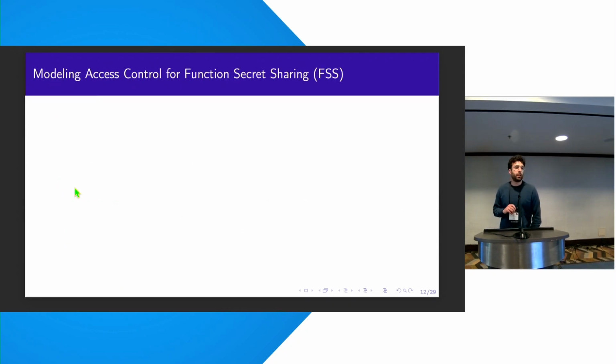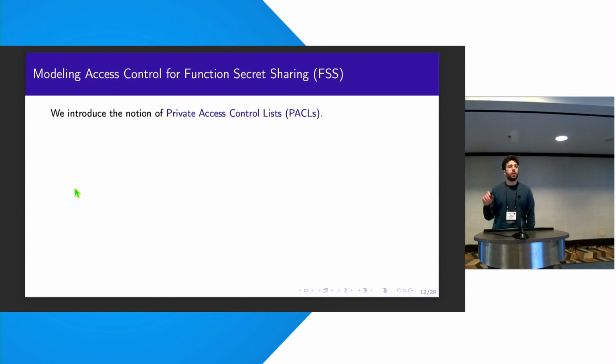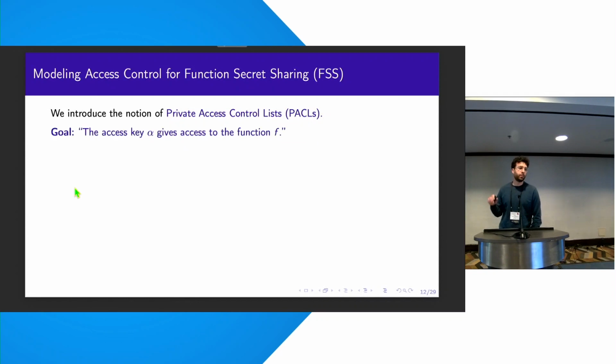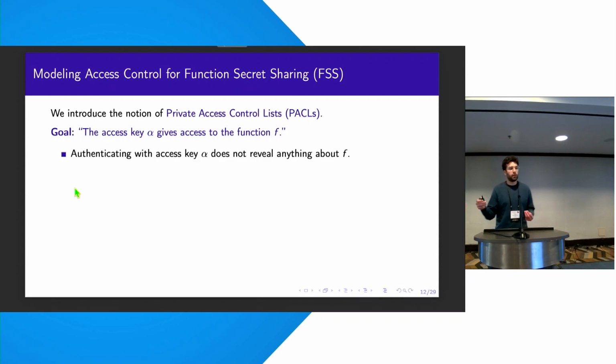So how do we model access control for FSS? We introduced the notion of private access control lists, or PACLs. The goal is that an access key alpha will give access to a function f, and authenticating with the access key alpha does not reveal anything about the function f, because we want to ensure that the privacy property of FSS is preserved.